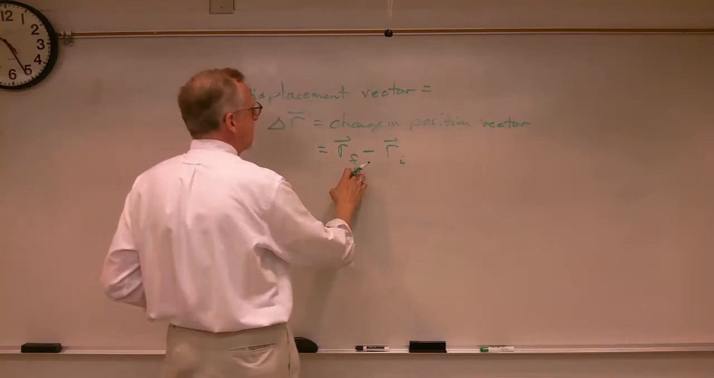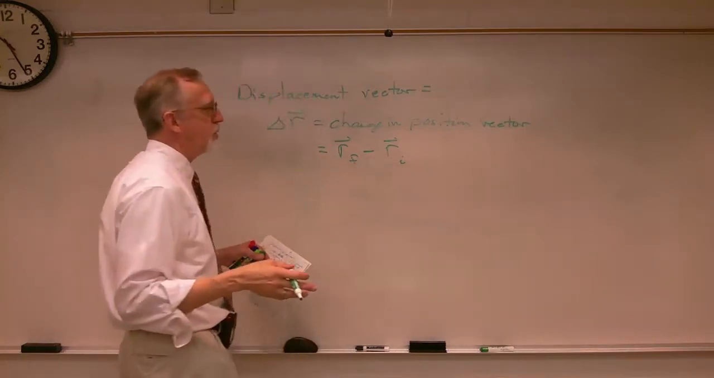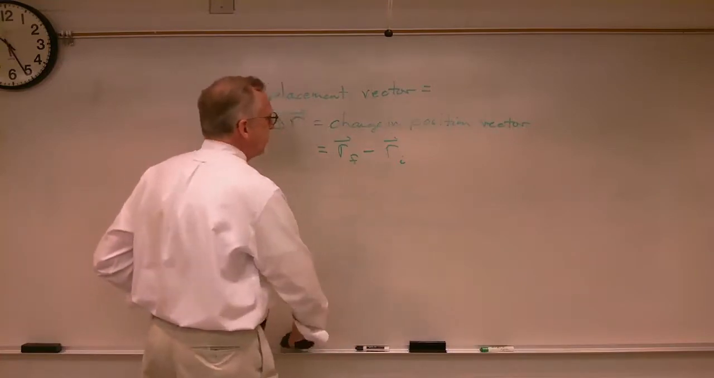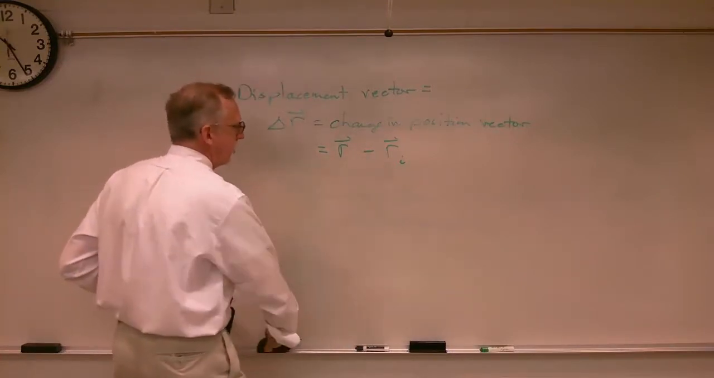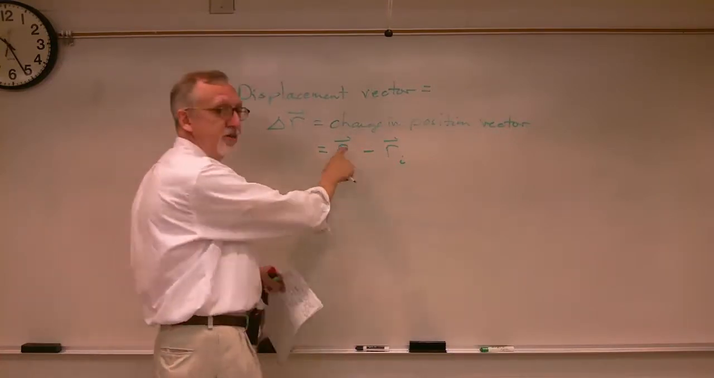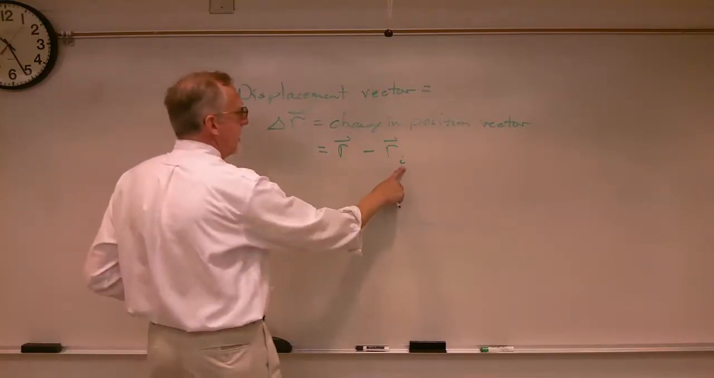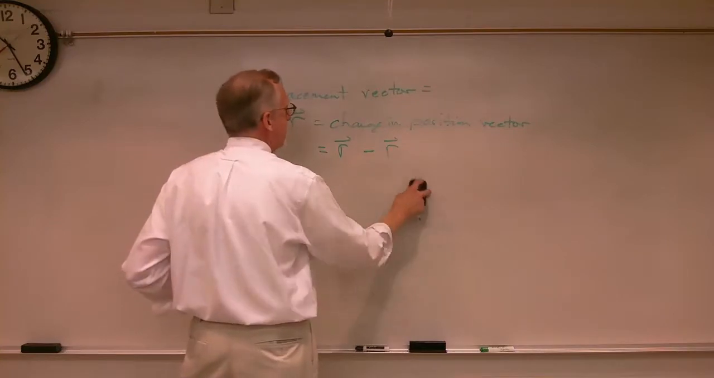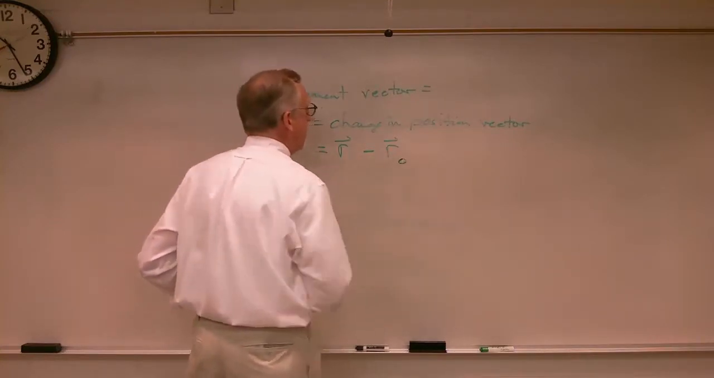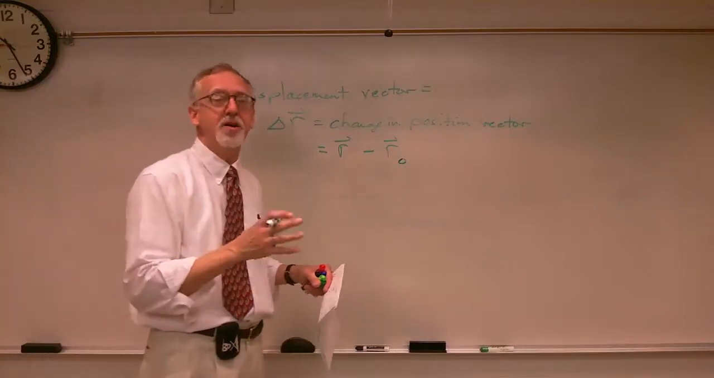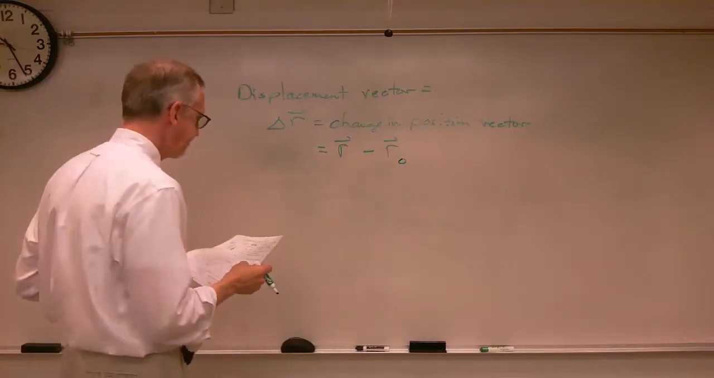Now typically I'm not going to use these subscripts. Sometimes I will, sometimes not. Typically for the final vector I will just use r without a subscript. So r with no subscript means the final position. And then to indicate the initial position, I will write r sub o. So r final vector, final position vector, r sub o, initial position vector.